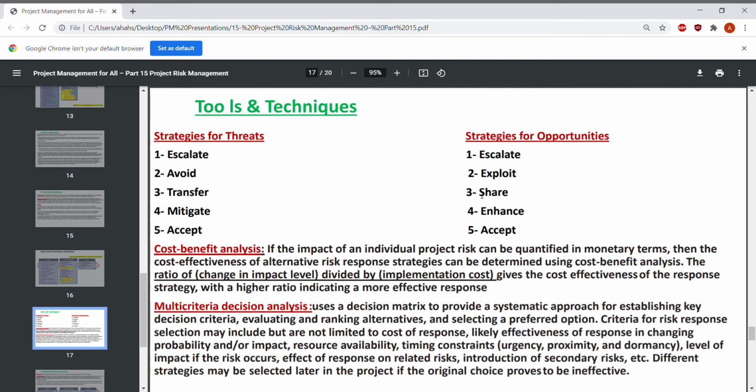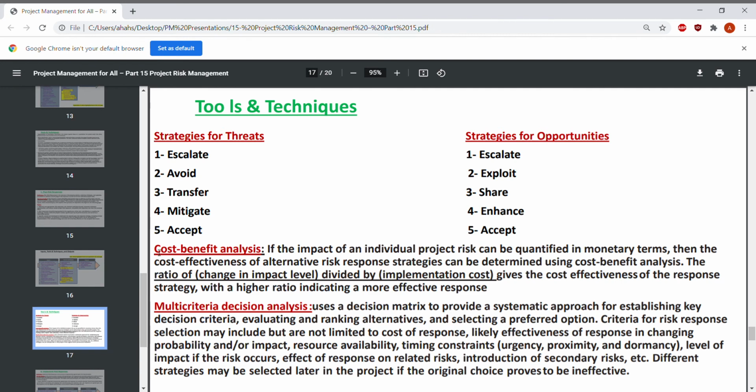or we may need the expertise of another organization, or enhance the probability of the opportunity in order to become more obvious and more ready to be exploited, or if the opportunity is not very important, it is positive but not very important, and we don't have the resources to deal with it, so we just accept it as it is and don't do anything about it.